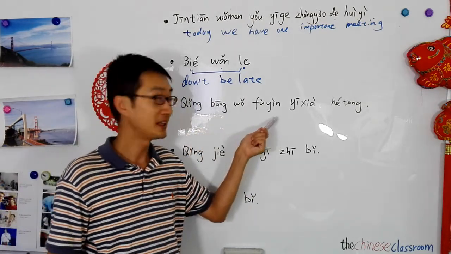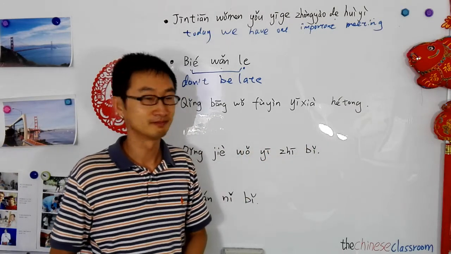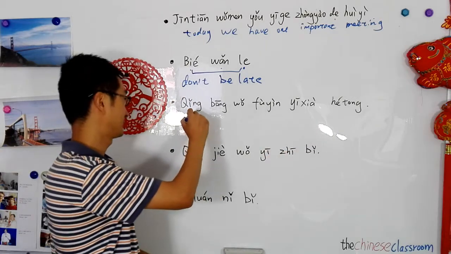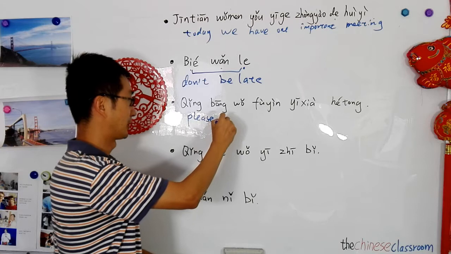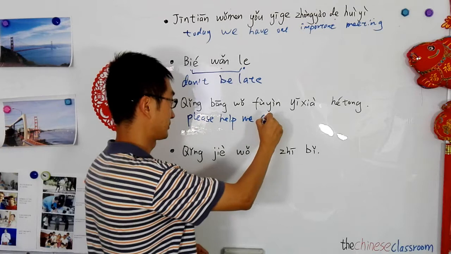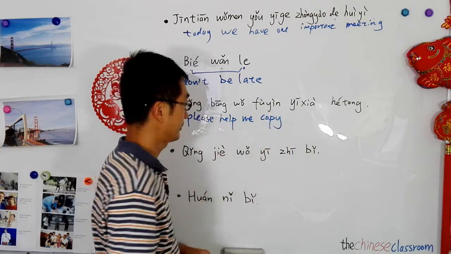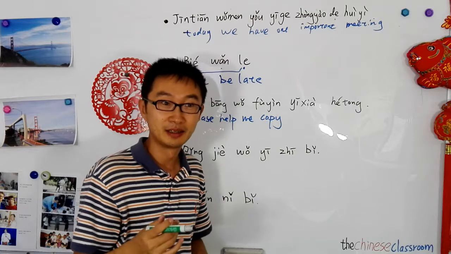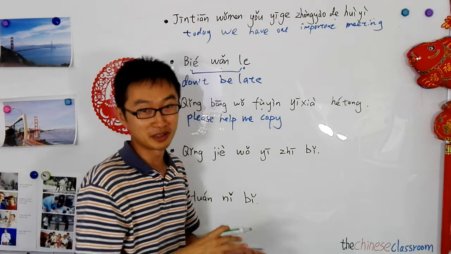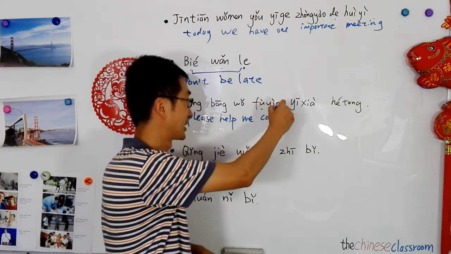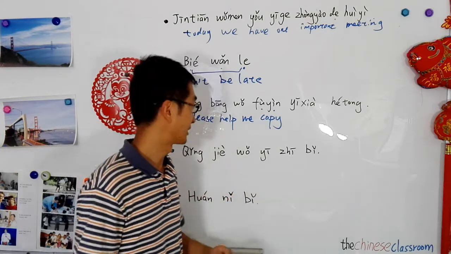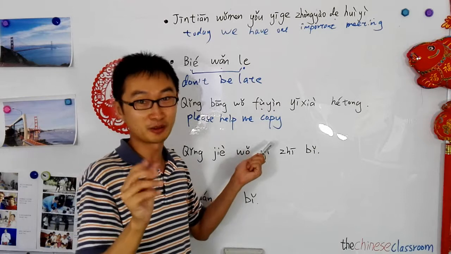请帮我复印一下合同。合同, you may not know, that's contract. Okay. 请, please. 帮, help. 我, me. 复印 is copy. Basically, literally, word by word, this character 复 means to do something again, and the 印 is to print, or to seal something. So 复印 together is copy.